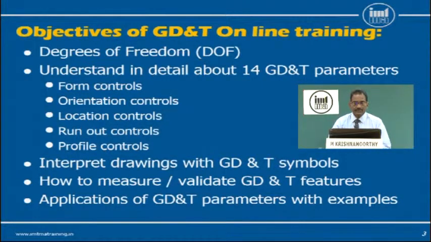Then we will be going through in detail the 14 main parameters coming under form controls, orientation, location, runout as well as profile controls. After that, you will be pretty comfortable in interpreting drawings with GD&T symbols, and while we go through the individual parameters, we also will discuss measurement and validation of each of the parameters. And also we will be discussing applications of each of the parameters with industry examples.